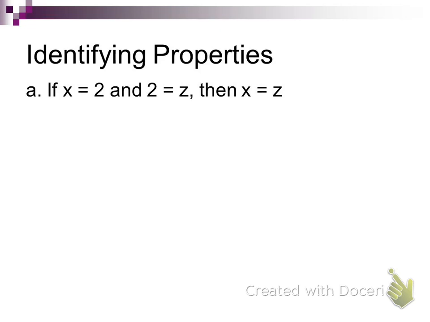We are naming the property here. If x equals 2 and 2 equals z, then x equals z. That is the transitive property. We're talking about three different things all equal to one another. All right, transitive property.